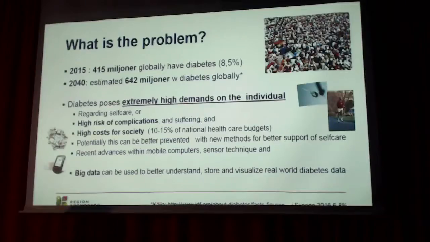So what is the problem then? The problem is that today globally 415 million people have diabetes. That's 8.5%. It ranges between 2 and 20 or 30 in some populations even. It's estimated in 2040 to be over 640 million people.